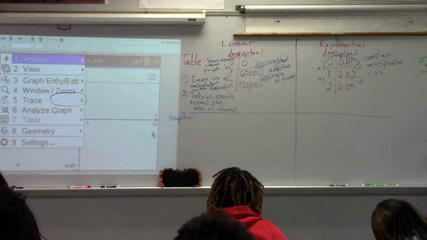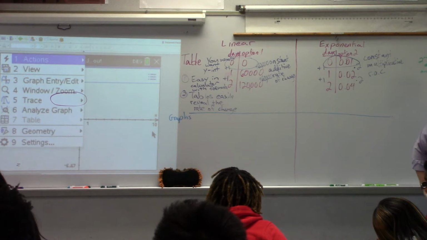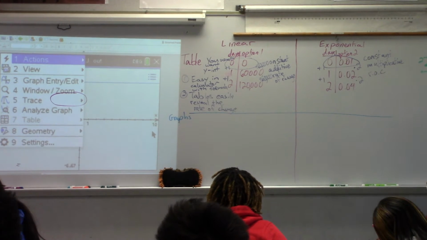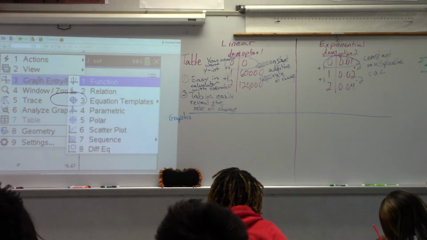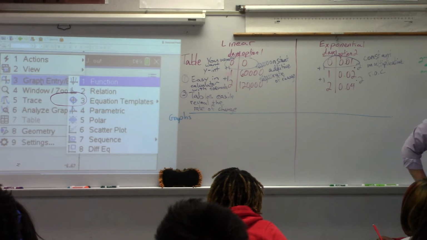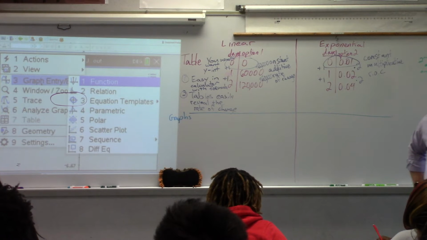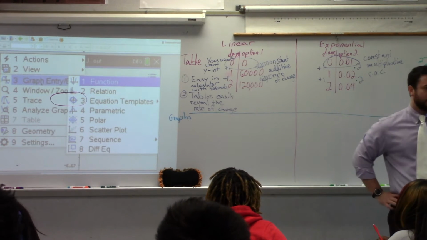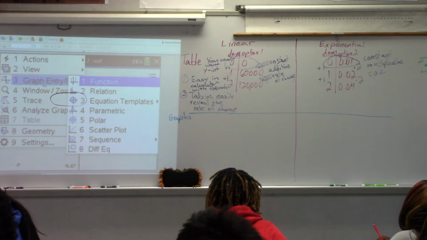Anyone who wasn't here yesterday, but just looking at those options, what do you think I'm going to go to graph a bunch of data? Graph entry / edit? Okay. Ishmael, you were here yesterday. Which option do I need to go to in order to graph data? Scatterplot. Don't forget, we're trying to graph data. Not a function this time around, but we're trying to graph data, so scatterplot.